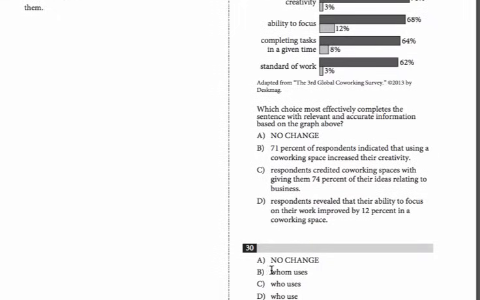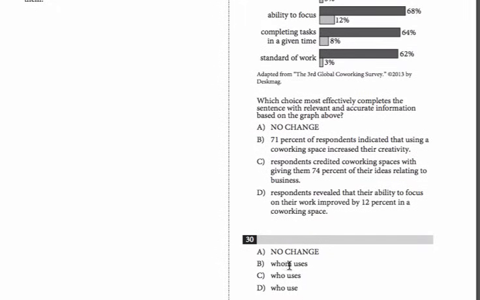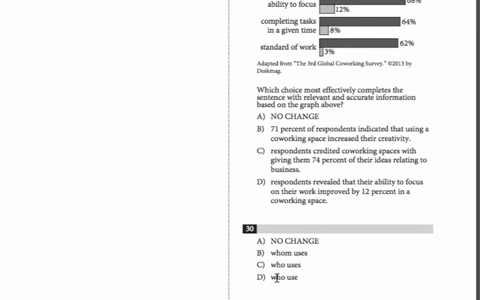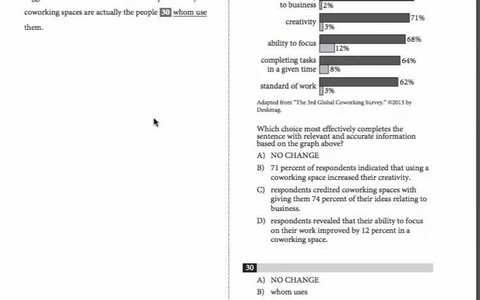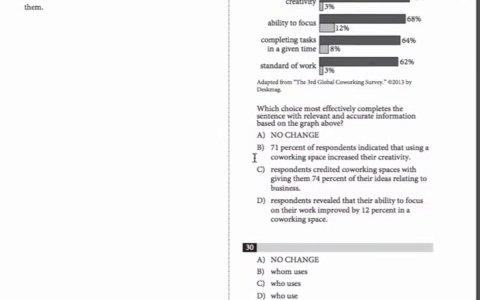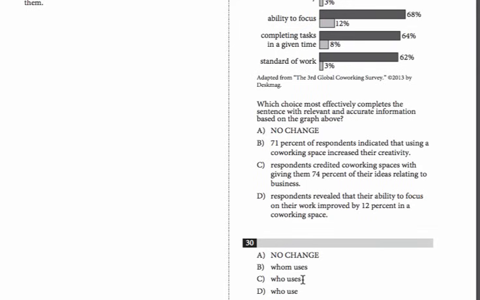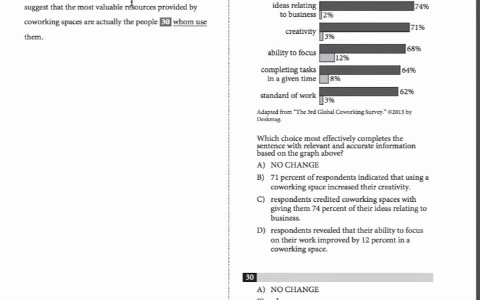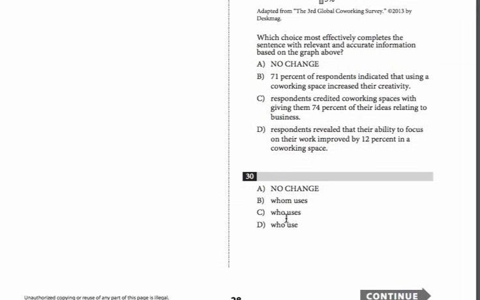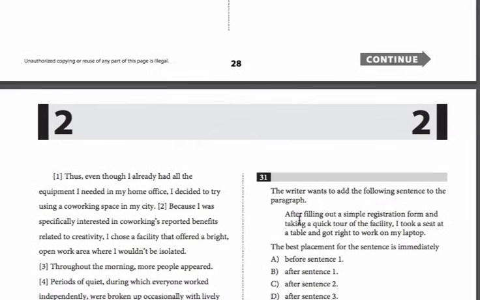A is already dead. Whom uses, again, I don't like whom. So it's between C and D, who and who, right? The people who use them or the people who uses them, right? Uses is singular, people is plural. People who use them, right? So C is wrong because it's singular, and we end up with D, people who use them.